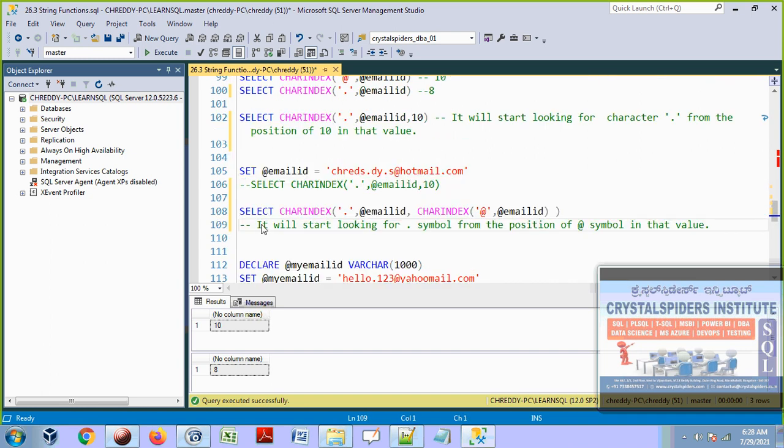So now here it will start looking for the dot symbol from the position of the @ symbol in that value. Here, instead of specifying a static value, I just mentioned take the position of at the rate. Whatever the position of at the rate in the email ID, just take it, and from that position onwards, I can start looking for the dot symbol. So now I am very confident this will definitely give the position of the dot symbol which will come after the position of the at the rate symbol.